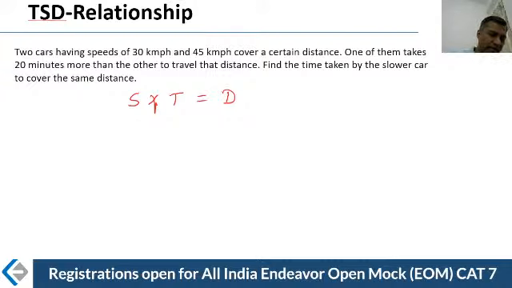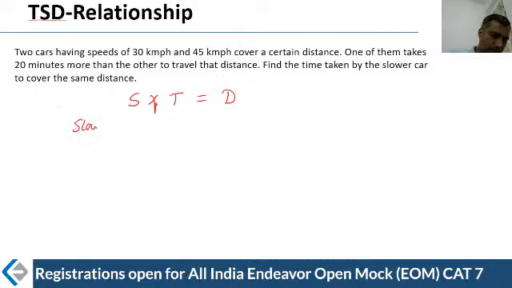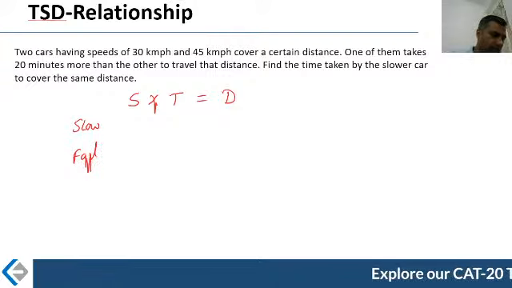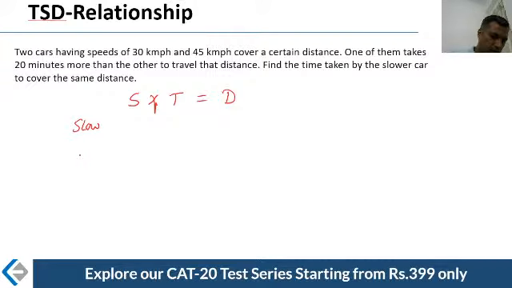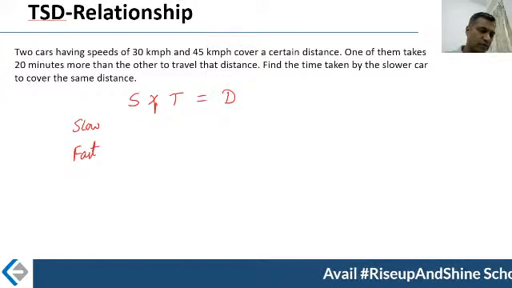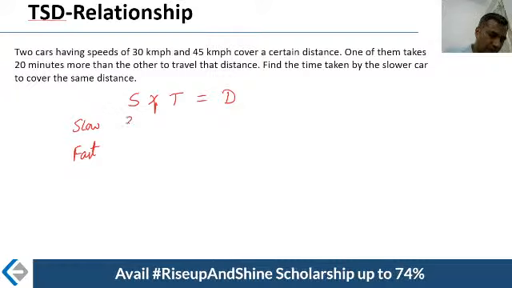Now what is given to me? Case 1: there is a slow car and there is a fast car. We have two types of cars here. What is the author trying to say? I'm writing under the speeds, friends. One is 30 kilometers per hour, and the other one is 45 kilometers per hour.